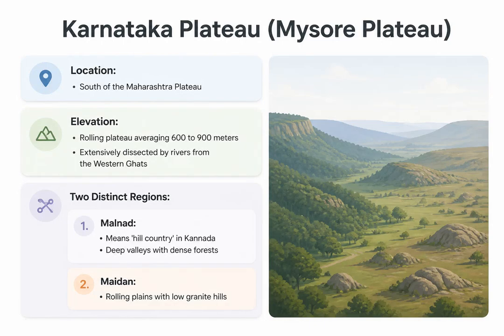Heading south from Maharashtra, we enter the Karnataka, or Mysore Plateau. Sitting slightly higher at an elevation of 600 to 900 meters, it is extensively carved by rivers rushing down from the Western Ghats. The plateau is divided into two distinct regions, the Malnad, a Kannada word meaning hill country, which features deep valleys and dense forests, and the Maidan, which consists of rolling plains dotted with low granite hills.